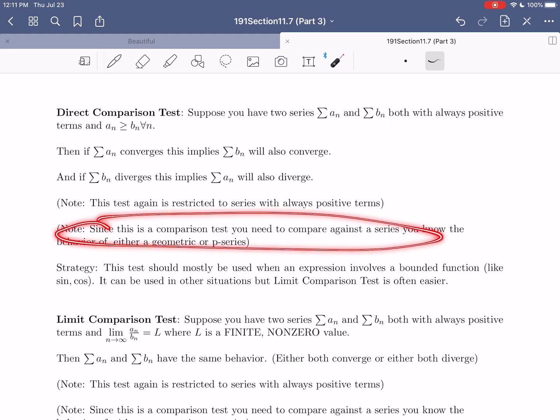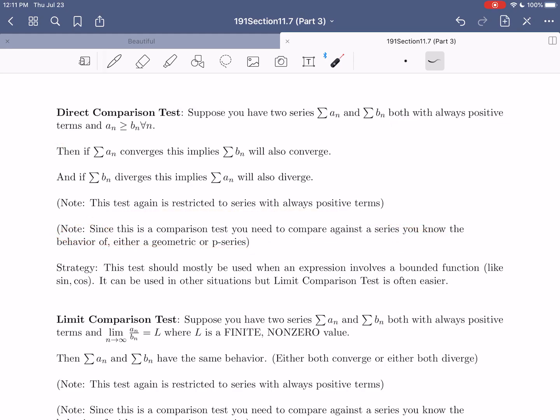And remember that this is a comparison test, meaning that when you do this, you need to compare it against a series you know the behavior of. For us, the two types of series we know the behavior of are geometric or p-series. So if you're planning on using direct comparison, you need to be able to compare your series against a geometric or p-series.